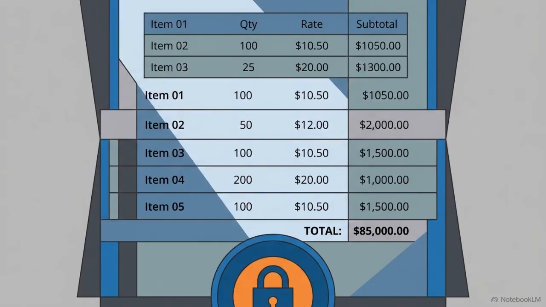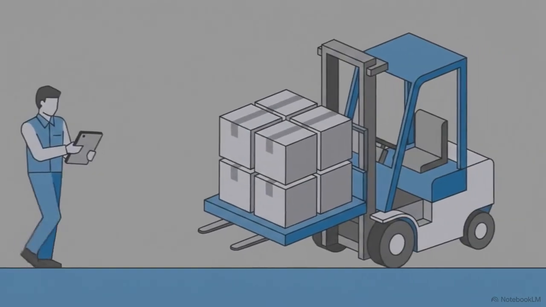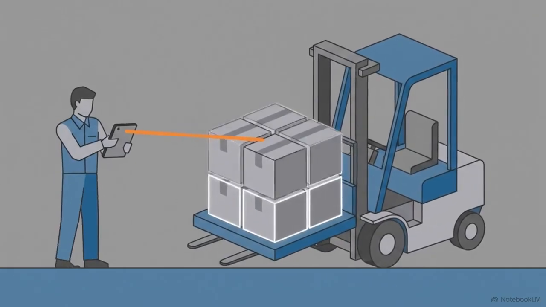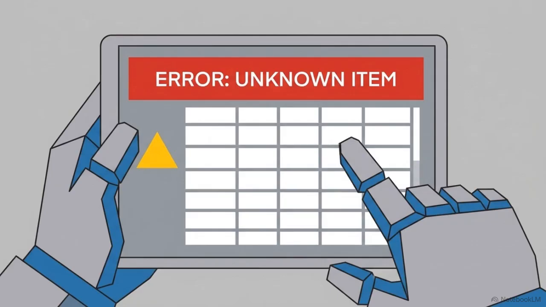When the physical laptops arrive at the loading dock, the warehouse staff creates a goods receipt to log the delivery. The system enforces a strict constraint here. Employees can only receive items that explicitly exist on that locked purchase order.